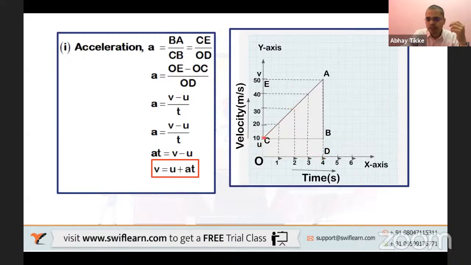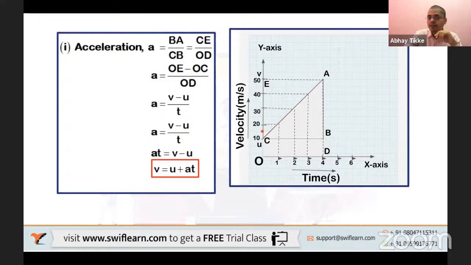You see, CB is also equal to OD because OCBD is a rectangle and opposite sides of a rectangle are equal, right? So OD and CB will be equal, isn't it? So that's why instead of CB I can write OD. Now how do we calculate CE? See, in the graph, CE can be calculated as OE minus OC.